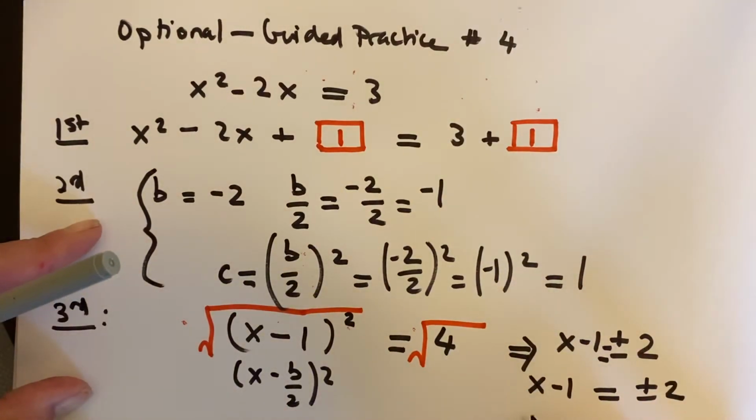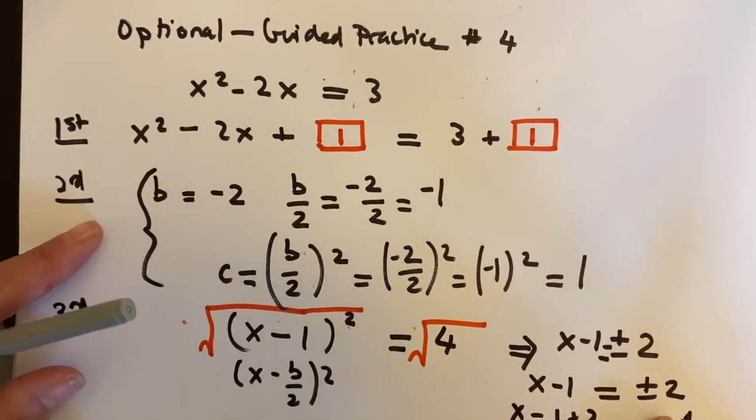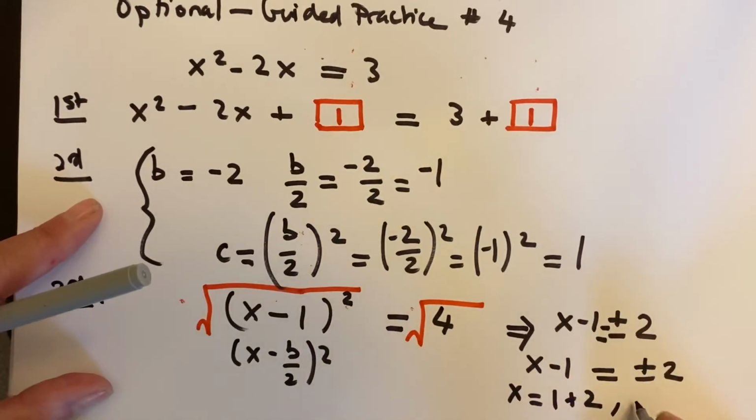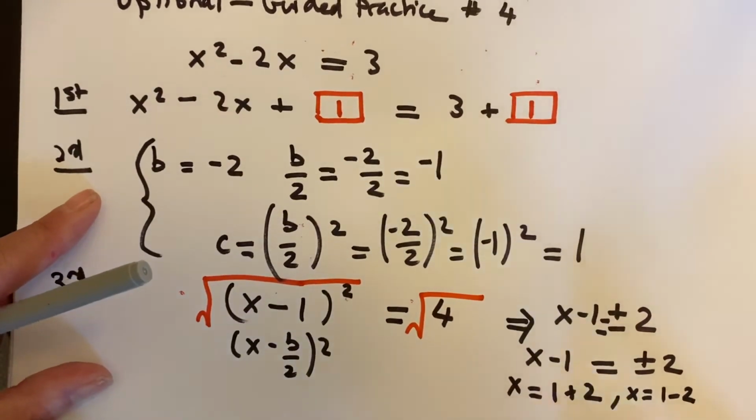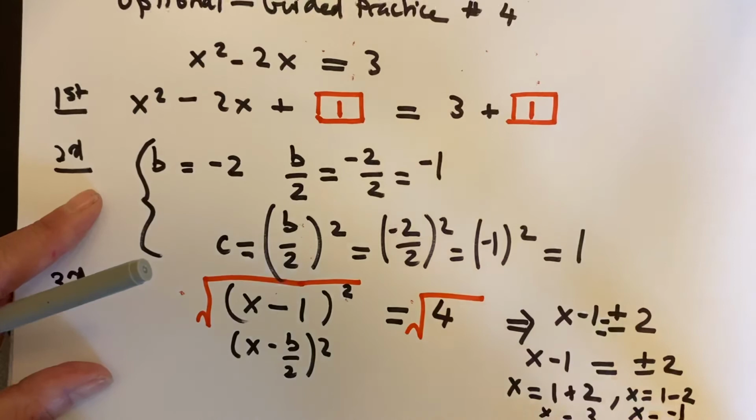This means I have two options for x. x equals 1 plus 2. Let me push this up so you can see. And then x equals 1 minus 2. That means my x equals 3 or my x equals -1. So my two answers for x are going to be 3 and -1.